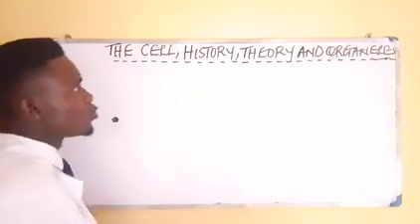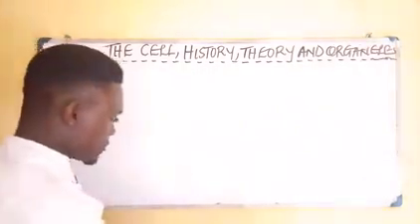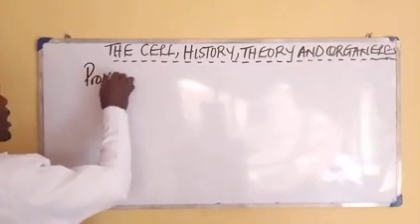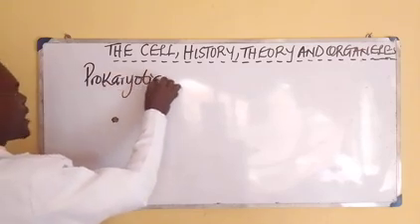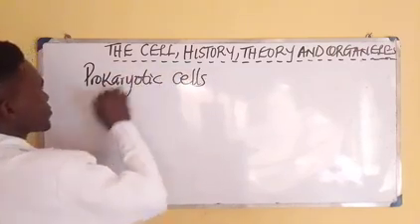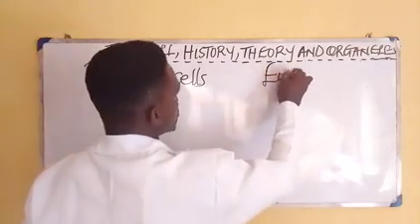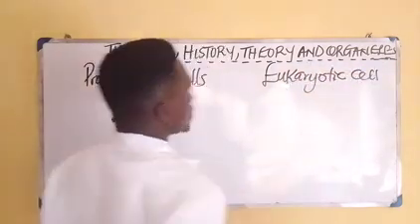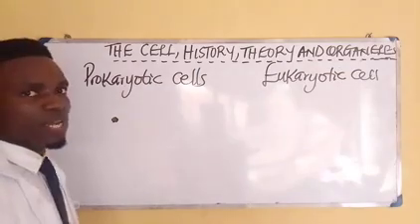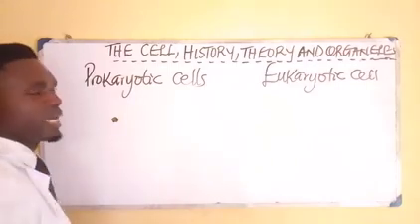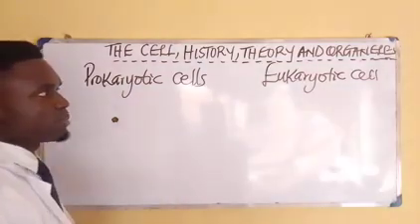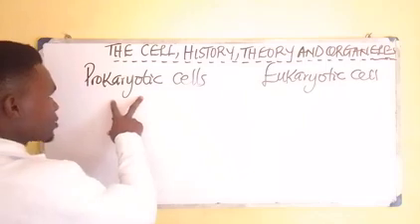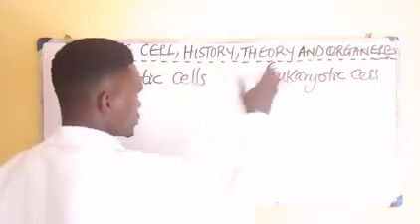On a broad note, we have two types of cells. We have the prokaryotic cells, and we have the eukaryotic cell. So these are the two types of cells that we have. It is not plant cell and animal cell, neither is it red blood cell and white blood cell. The two types of cells that we have are the prokaryotic cells and the eukaryotic cell.